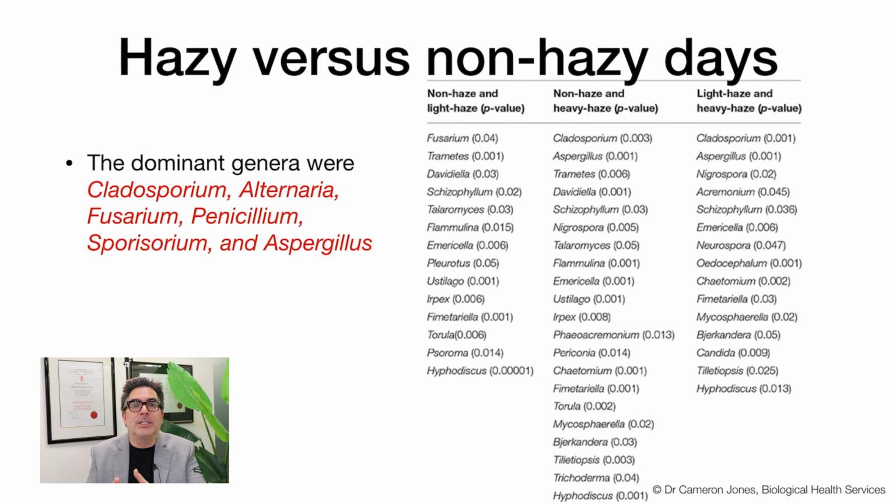And then in a sense you can subtract that to find out what the most dominant concentration of microbes, or fungal microbes, is. And we find that the dominant genus or genera are Cladosporium, Alternaria, Fusarium, Penicillium, Sporobolomyces, which is essentially a plant fungus, and of course Aspergillus.